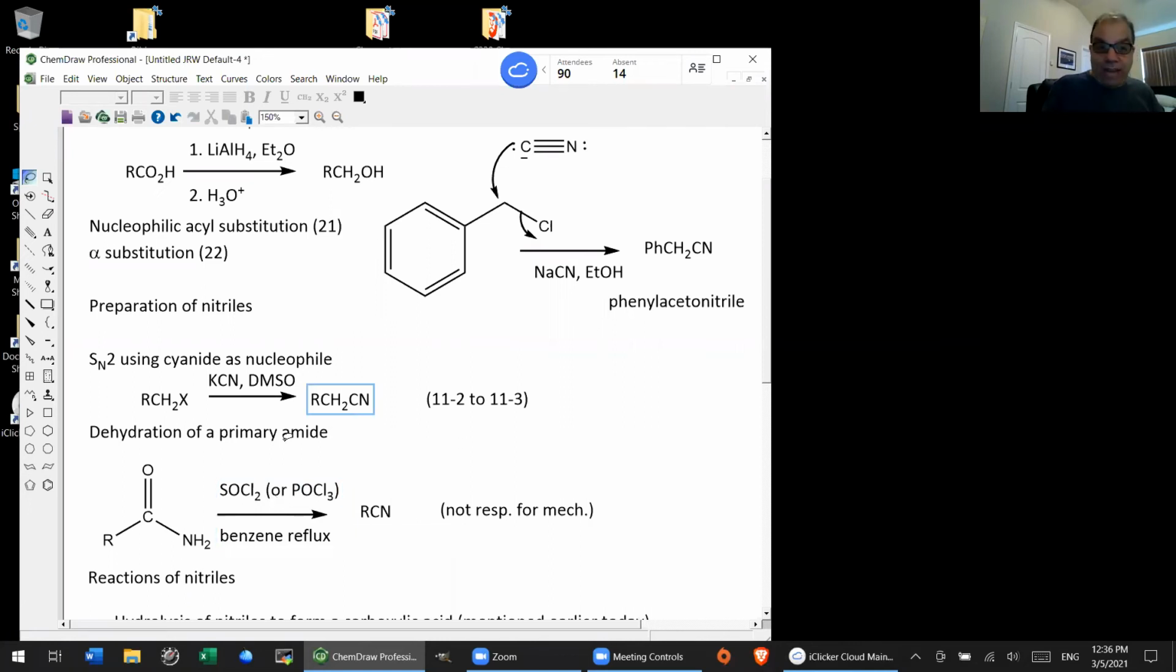P2O5 is another excellent dehydrating agent. I would expect that would work just as well. So yeah, P2O5 is fine also. I'm saying benzene reflux. I don't know that that's the only solvent you can use. That's the one I'm given at this point.